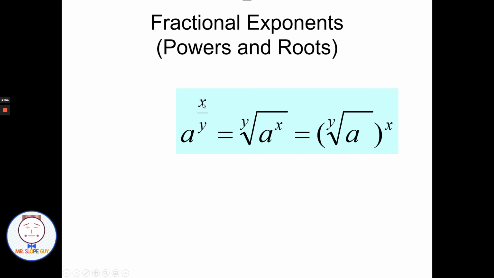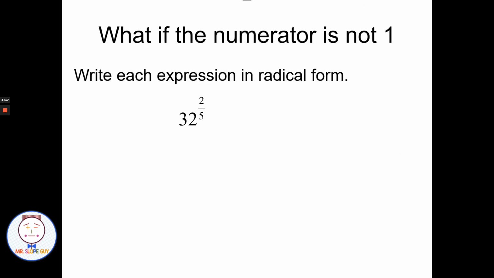So this numerator can be written on the x, or it can be written on the outside of the whole radical. Most of the time you see it here, but either way, it's applying to the base of a. The denominator is always the root. The numerator is the exponent in the radicand. So we have the power of x. We have the y is the root.